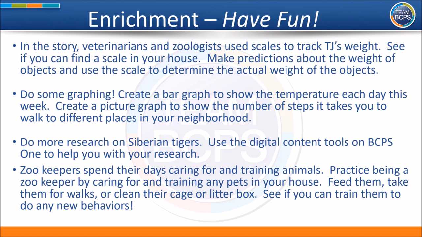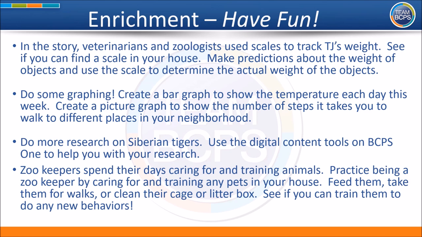Here are some more ways you can interact with the story at home. In the story, veterinarians and zoologists use scales to track TJ's weight. See if you can find a scale in your house. Make predictions about the weight of objects and use the scale to determine the actual weight of the objects.